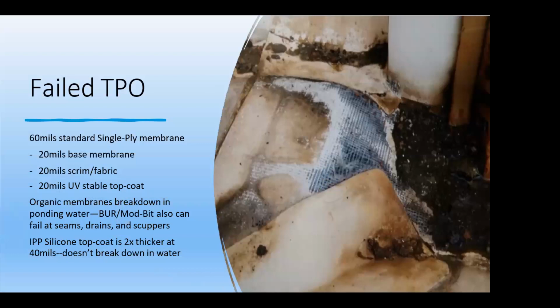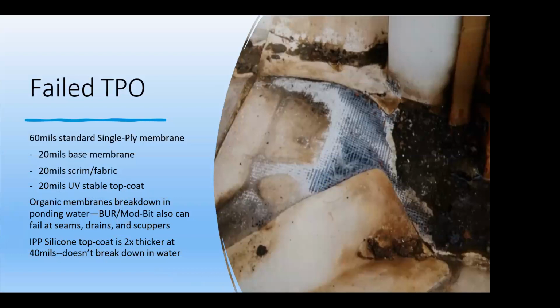This is a picture of failed TPO. TPO is your single plies, PVCs, EPDMs. Those are organic based top coats, so they break down over time and expose water, or if it's continued immersion. This is a picture up next to a scupper, so it had ponding water there. The picture shows the top 20 mils of TPO that has failed and is basically gone.